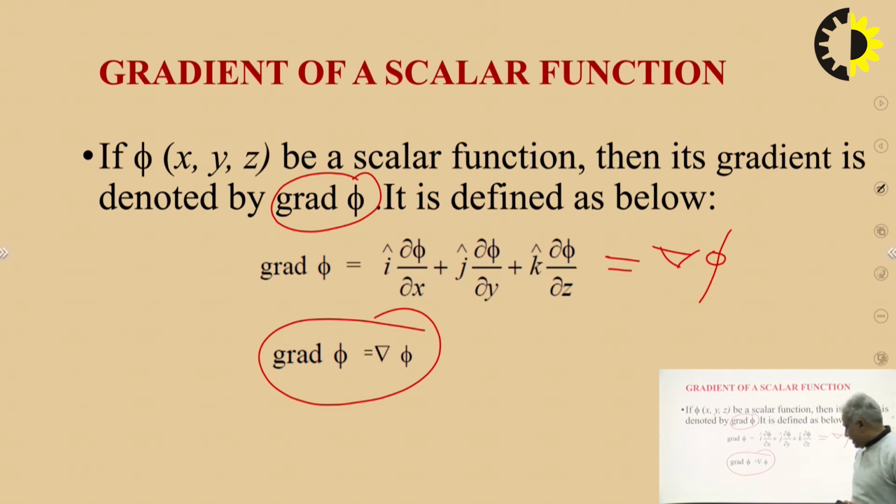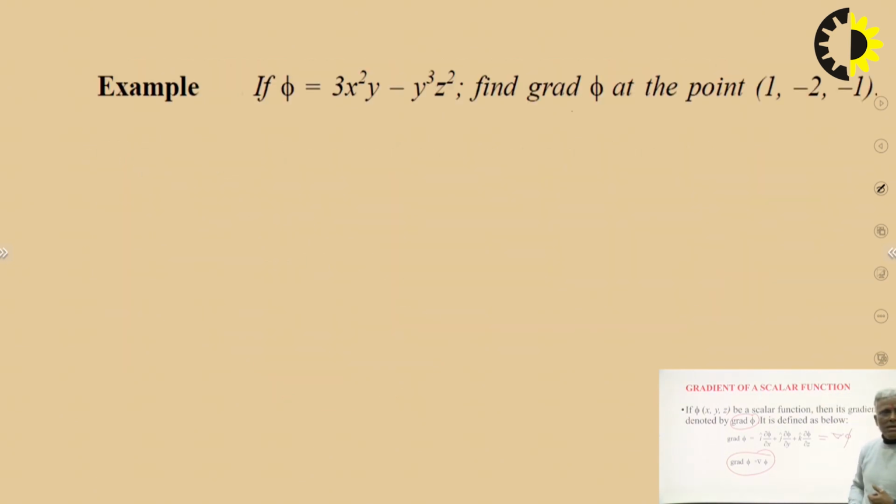Suppose I take an example here. Suppose I take a plane and I want to calculate this grad phi. That means the normal to the surface. This is the normal to the surface. In this way, we can calculate the gradient of a scalar quantity by the example.